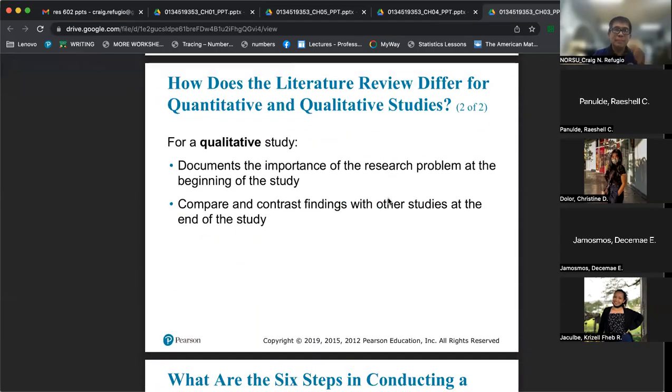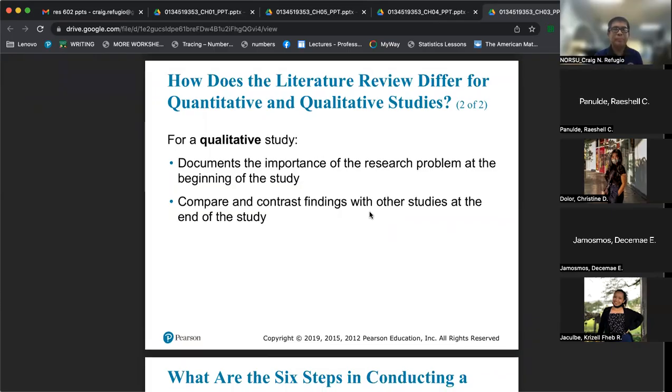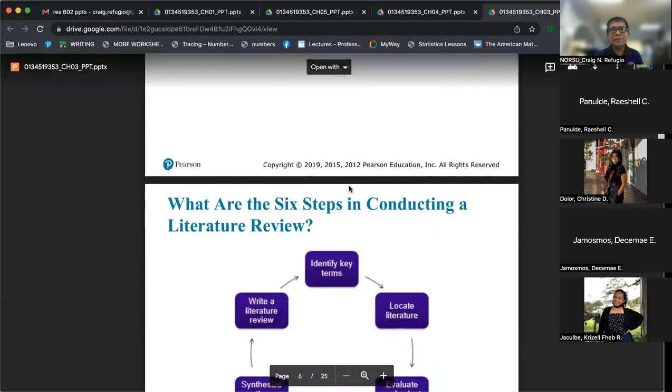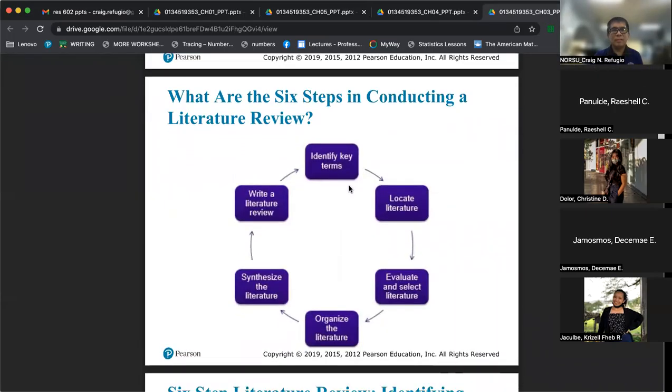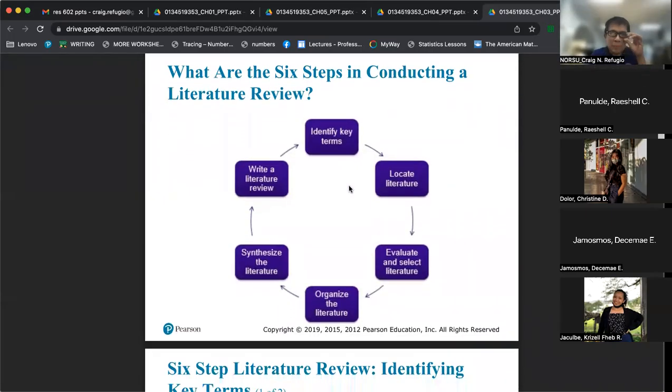For a qualitative study, it documents the importance of the research problem at the beginning of the study, and compares and contrasts findings with other studies at the end of the study. So what are the 6 steps in conducting a literature review? This is actually from Pearson Education.